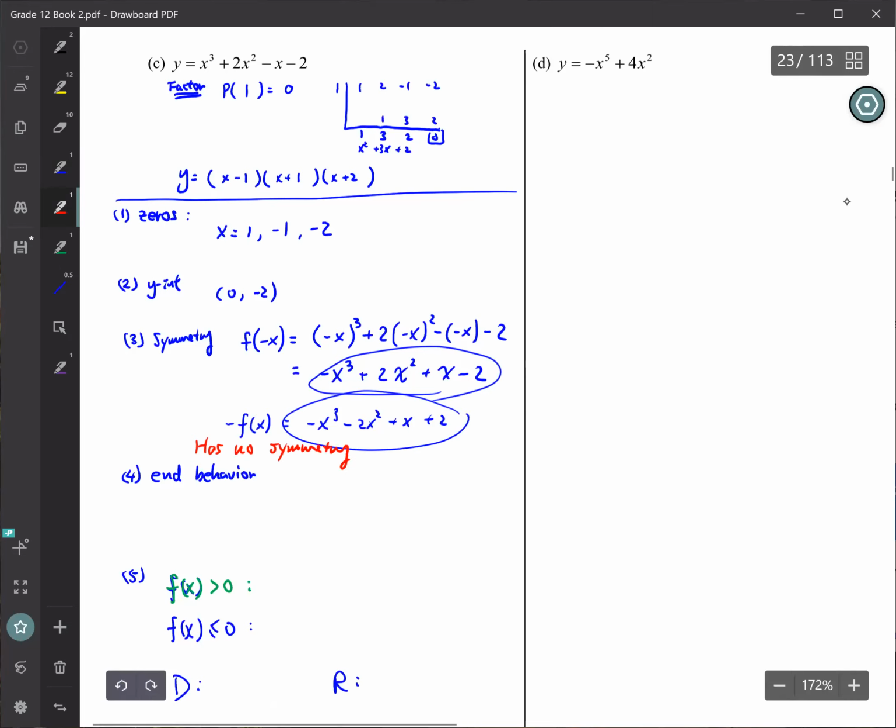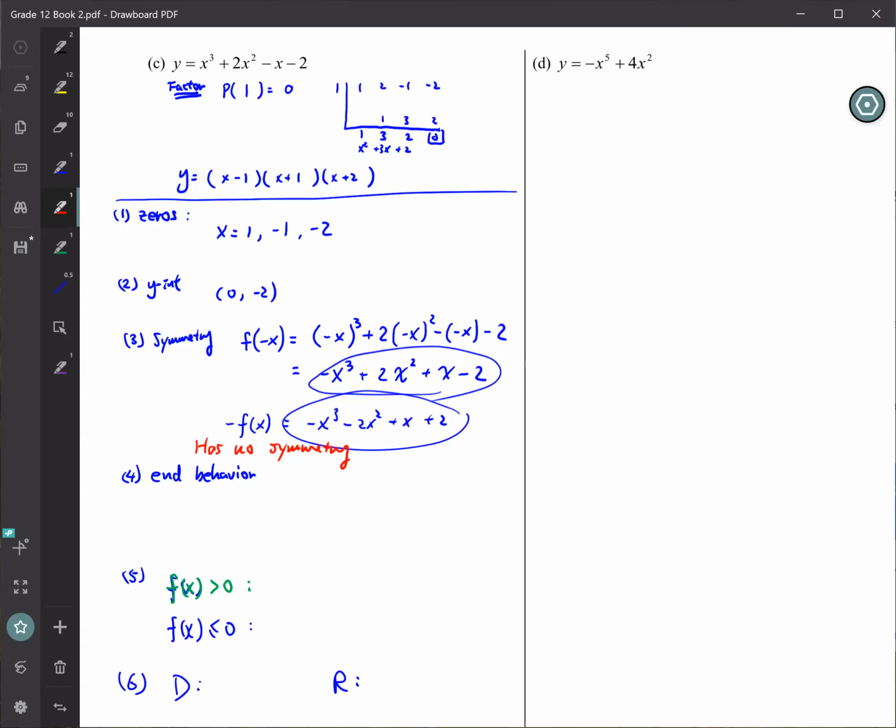Do you understand now, Cindy? Yes. Okay, so that's how you check. You first check if it's over y-axis. If it doesn't work, you check if it's around origin. And if it still doesn't work, that means no symmetry.